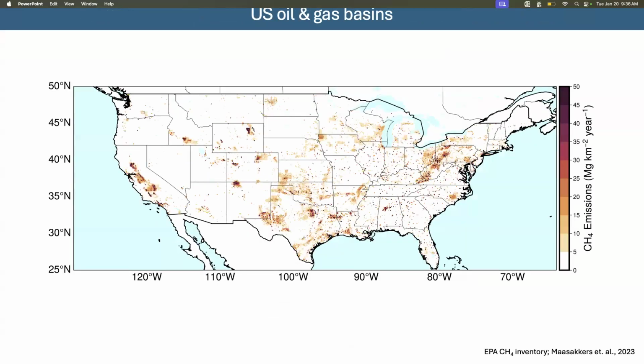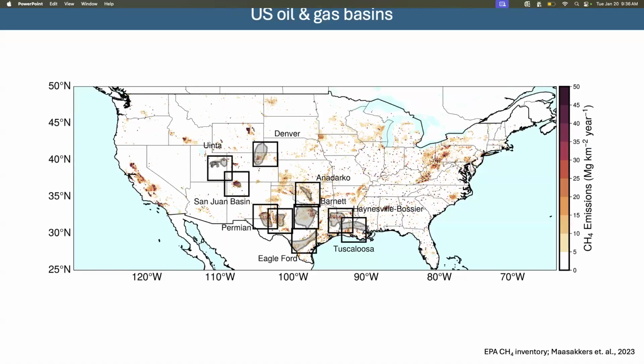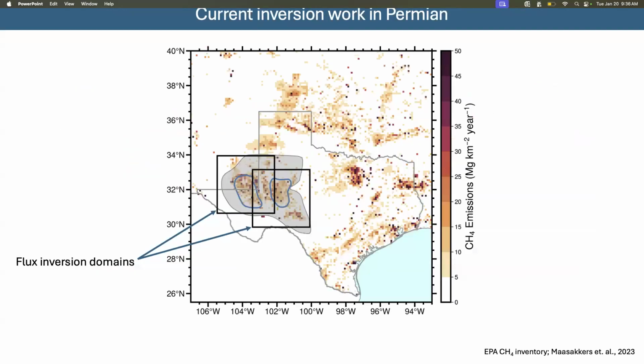Here I'm showing US oil and gas basins. These are some of the major basins across the whole US, and we can fit the FootNet boundary pretty well. FootNet can currently only compute footprints for a 400 kilometer by 400 kilometer domain, and many of these basins fit easily inside this domain. Currently, I am focusing on the Permian.